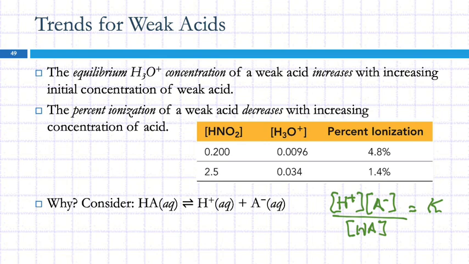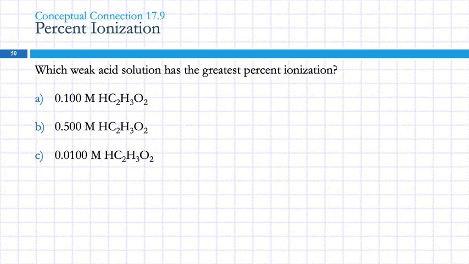That's one of those things that is great if you understand that. If you don't, you'll be fine. If you can't do an ice table, we need to talk. There's a lot of ice tables here. Oops, gave away the answer. So which weak acid solution has the greatest percent ionization? It's all the same acid. You're looking for high concentration or low concentration? Low concentration. It seems backwards, but a low concentration has a higher percent ionization.